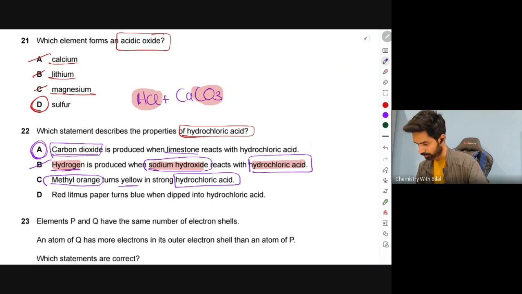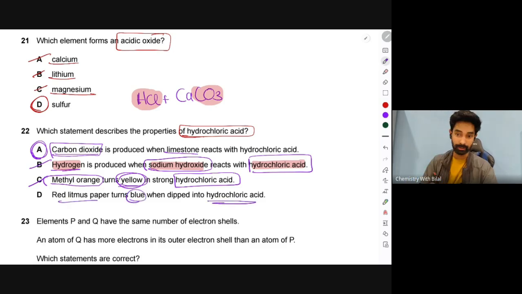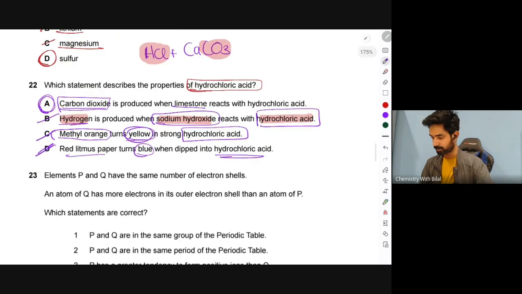Methyl orange turns yellow in strong acid. मुझे बताएं कि methyl orange yellow किस में होता है? वो तो bases में होता है, acids में तो red होता है. Red litmus paper turns blue. No, red litmus remains red when dipped in acid.